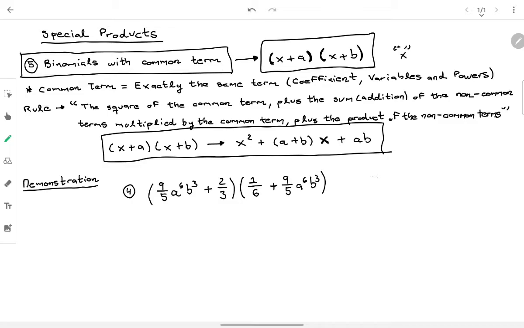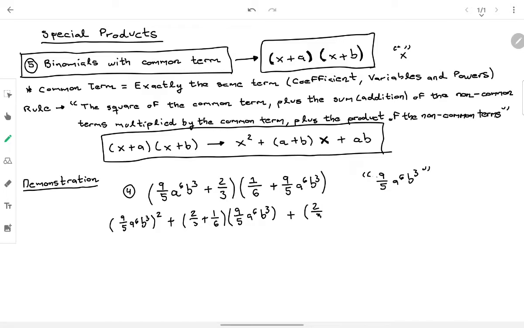So in this case, it's going to be something like this with fractions. So the common term is 9/5 of a to the 6 b to the third. That's the common term. So it will be the rule: the common term squared, plus the sum of the non-common terms multiplied by the common term, plus the product of the non-common terms.